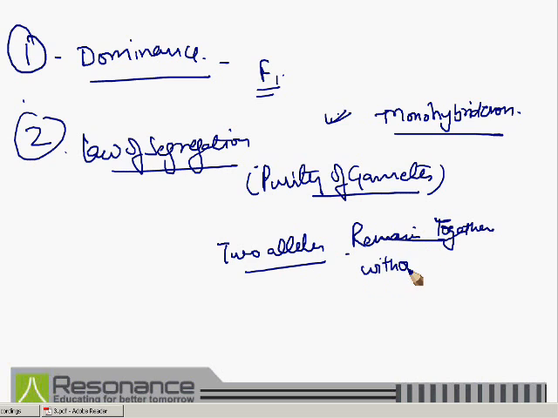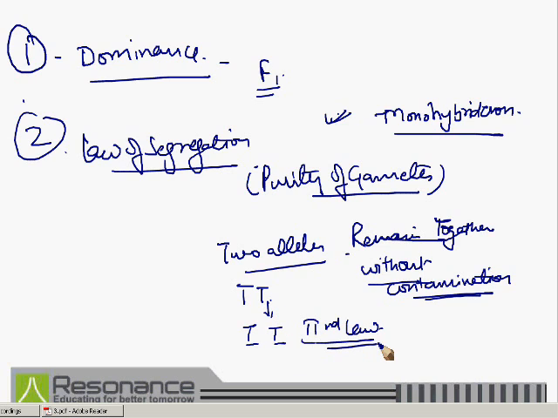without contamination. Means there is no mixing. But when the gametes are formed from them, then the 2 alleles separate. For example, capital T and small t will remain together, but if meiosis takes place in this cell, then they will separate out. That is the law of segregation. It is also known as the second law of heredity.